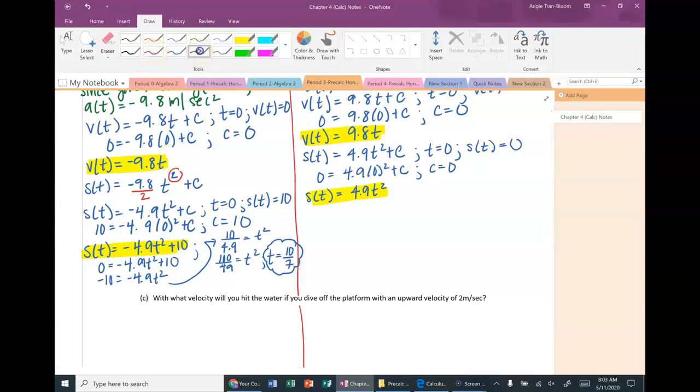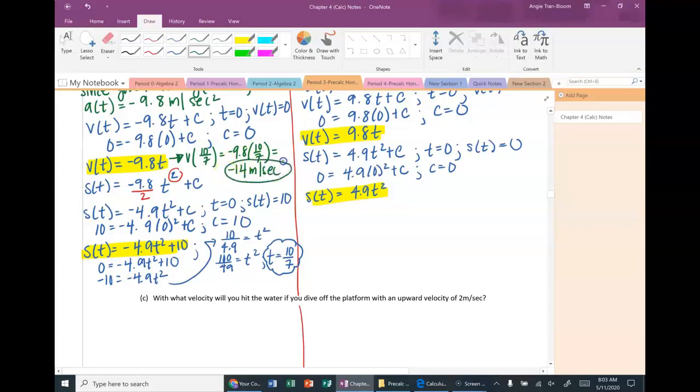So what we want to do here is go back to velocity, which is right here. We plug in 10/7. So negative 9.8 times 10/7. This is going to give us a negative 98/7. Divide that, we will get a negative 14. So this is negative 14 meters per second.